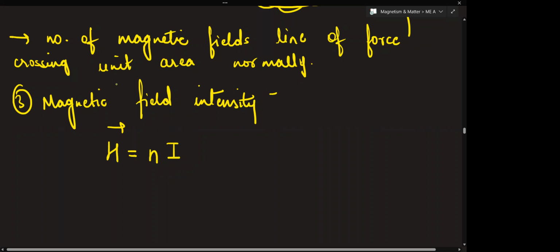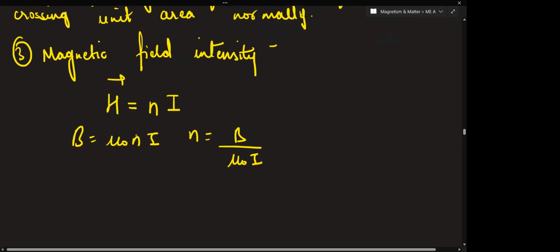Basically, this is there to produce the magnetizing field. Also, you can write B is equal to mu naught nI. From here, you can have the value of n. n will be B divided by mu naught I. Let's keep it in this formula of magnetic field intensity. If you keep the value of n from here, H will be equal to B by mu naught I multiplied by I, and I will get cancelled. H will be equal to B divided by mu naught.